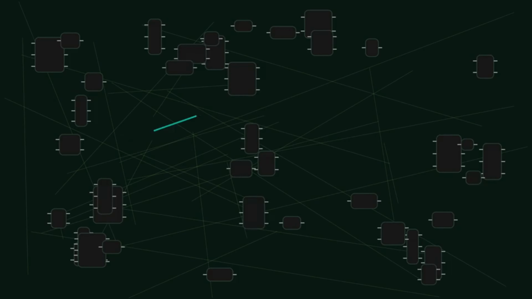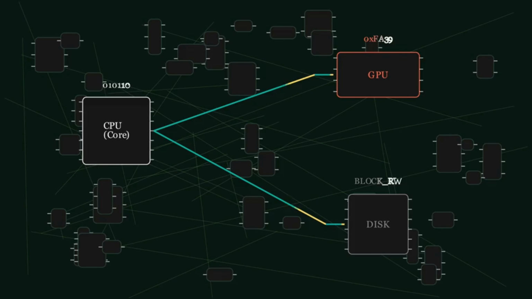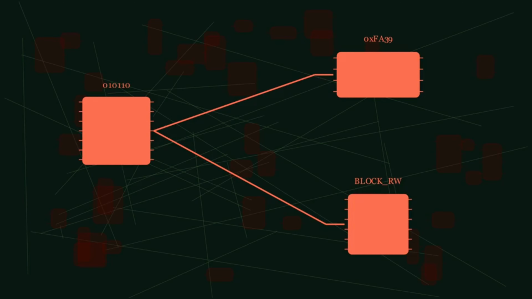Your computer is a crowded city. The CPU, GPU, and disk all speak different languages. Without the translator, the city stops. Today, we are demystifying Linux drivers.